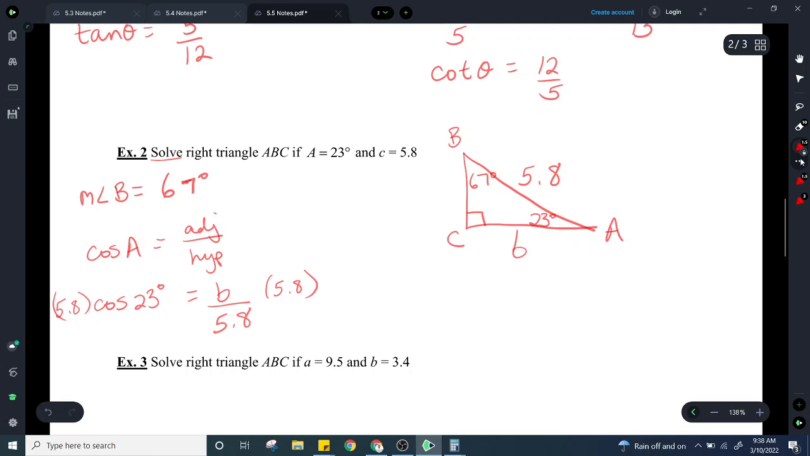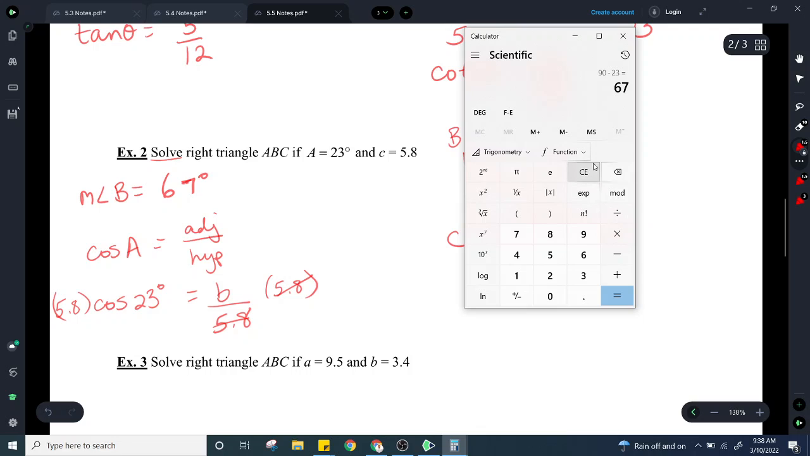So then in my calculator, I'm going to do cosine of 23 degrees times 5.8. So let's get the calculator out. It doesn't matter the order you do these in, but I have to do the angle first in the calculator on the computer. So I'm going to do 23. And again, make sure you're in degree mode. And I think I am. Let's see. Yes, I'm in degree mode.